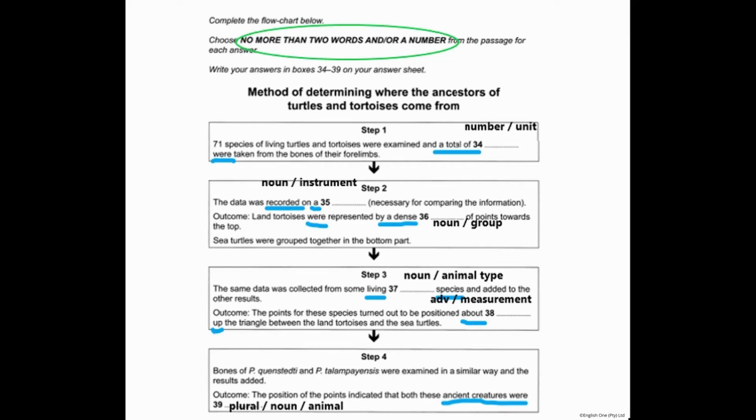Flowchart completion. In this question type, you need to complete a flowchart with the correct words from the text. First thing, look at the instructions. It will tell you how many words and if you can use a number in the answer. For this question type, you must be able to understand specific details in the text, as well as the order of information.